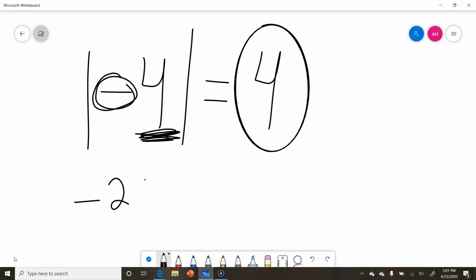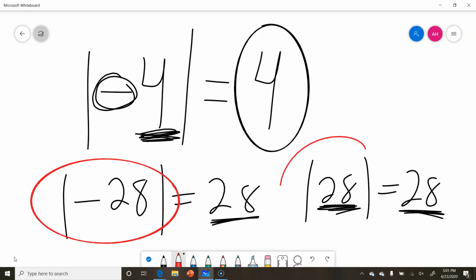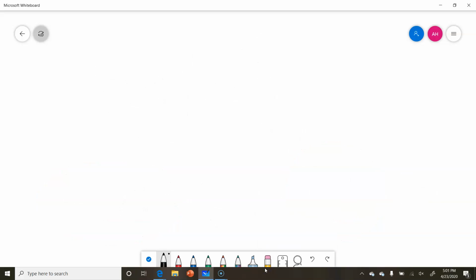So if I have negative 28 and the absolute value of that, what's the absolute value of 28? 28, right? It doesn't make the positive a negative. It keeps it as it is. So these are the same. This thing here is the same as this thing here in absolute value because they have the same distance of 28 feet or inches or whatever it is. Not hard to understand. You guys definitely know how to do that.